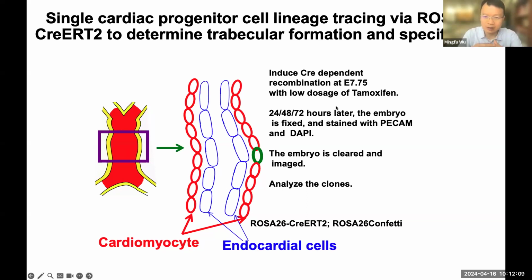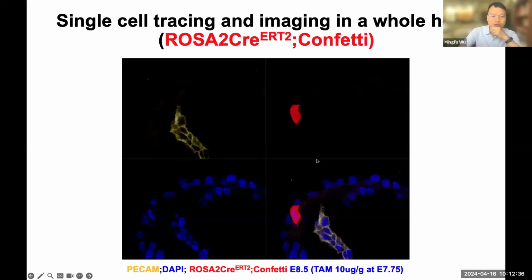The dosage is so low that it only causes 1 or 2 cells to recombine in a single heart. And then we waited 24, 48 or 72 hours, and then we harvested the embryos. We stained the embryos with PECAM and DAPI, and then we used chemicals to clear the embryo and imaged the whole heart. And then we analyzed the clones.